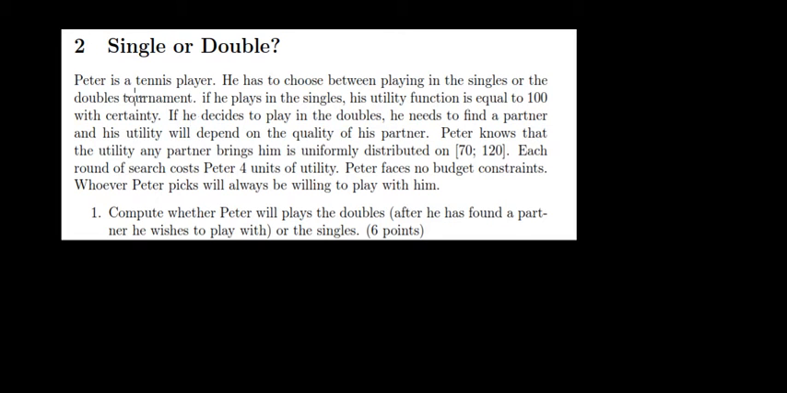Let's have a look at question 2 in this video. So we are a tennis player and we can choose between playing in singles or in doubles. Now if we're playing singles, our utility is equal to 100 with certainty.